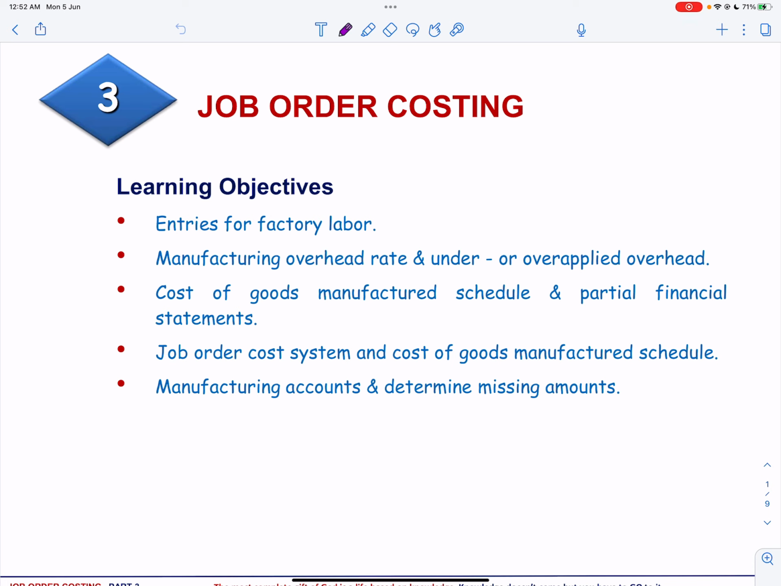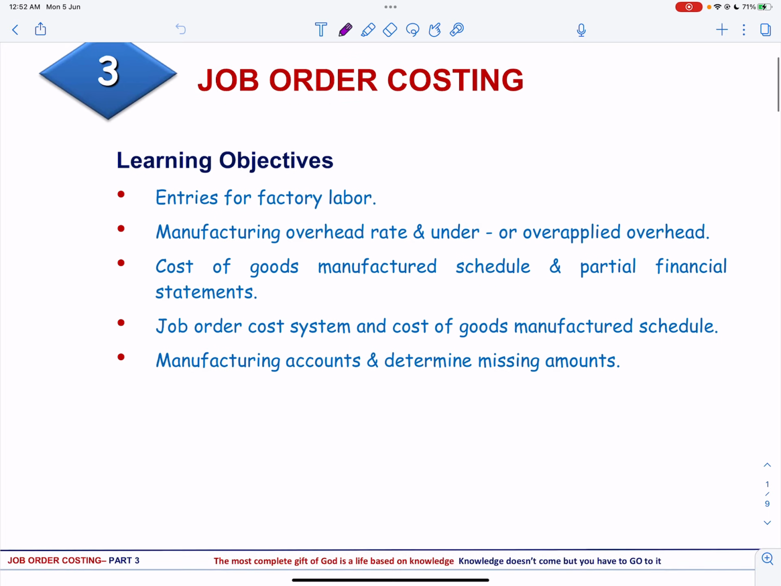In this video, we will solve exercises on how to prepare entries for factory labor, how to compute the manufacturing overhead rate and under or over applied overhead, how to prepare cost of goods manufactured schedule and partial financial statements, how to prepare entries in a job order cost system and cost of goods manufactured schedule, and how to analyze manufacturing accounts and determine the missing amounts.